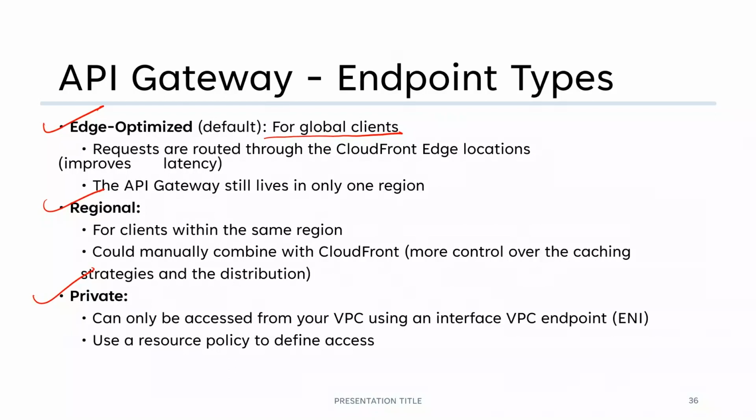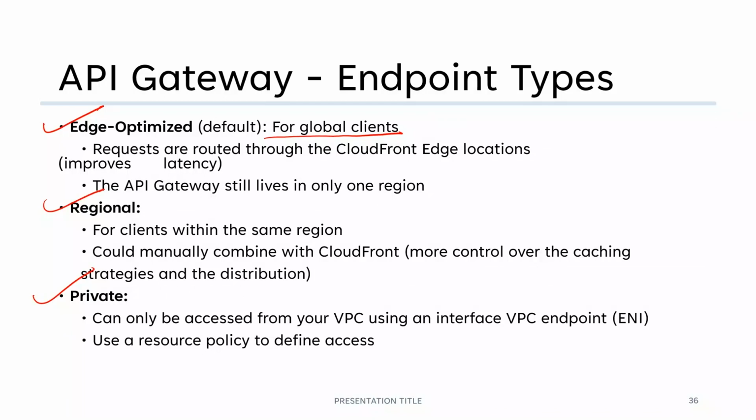So when we are talking about edge locations, basically you can cache your requests using CloudFront edge locations, and it improves the latency, obviously, right? And the API gateway still lives in one region. Obviously your API gateway will not get replicated across your edge locations. Only the data and your requests will get replicated there, so that the latency is less in your edge locations. That is edge optimized. Regional, for clients within the same region. If your application is not global and it is bound to a single region, you can also use a regional endpoint. And it can manually combine with CloudFront for more control over caching strategies and distribution.